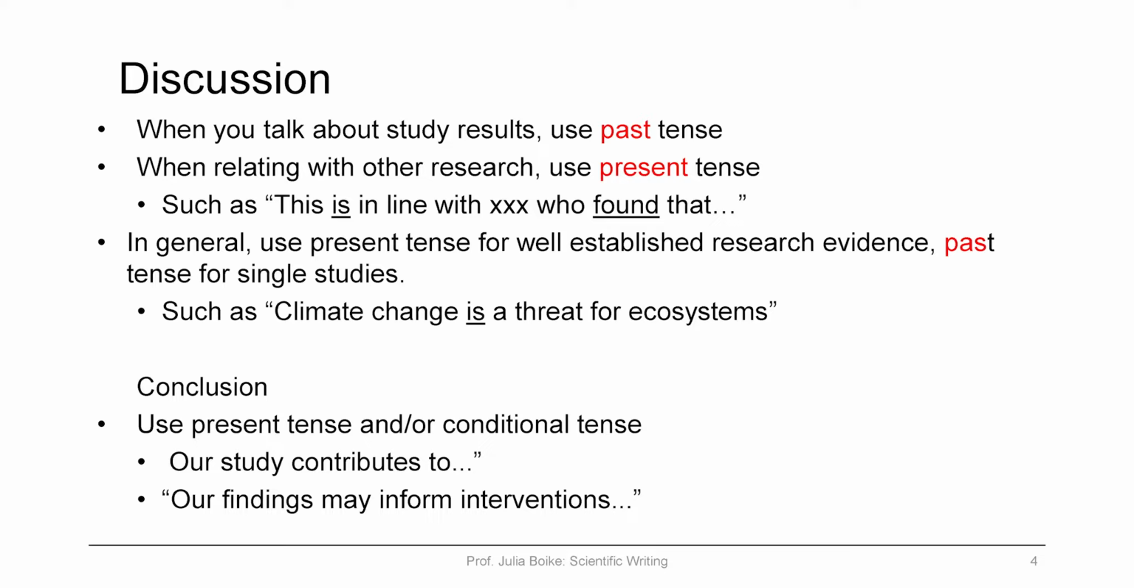So in that sentence you have the mixing of past and present tense. And in general, use the present tense for well-established research evidence, past tense for single studies. So again, examples of well-established research evidence: climate change is a threat for ecosystems, or stars are bright. In the conclusion section, you use the present tense and/or conditional tense. Our study contributes to, present tense, our findings may inform interventions.